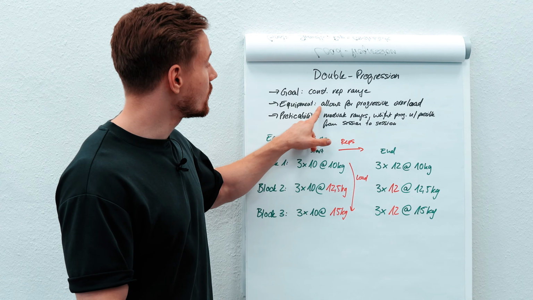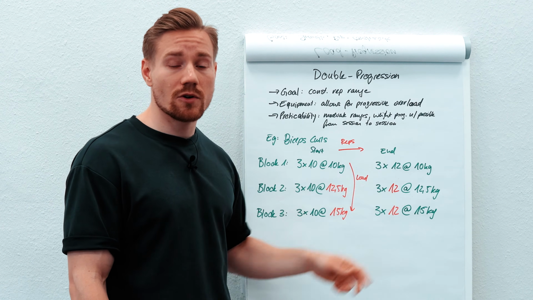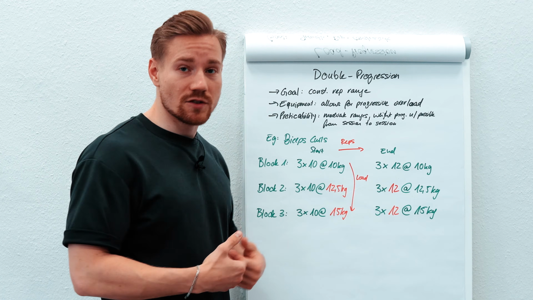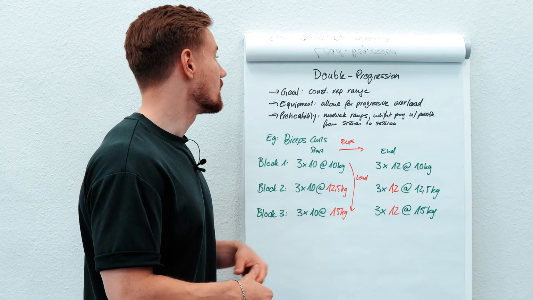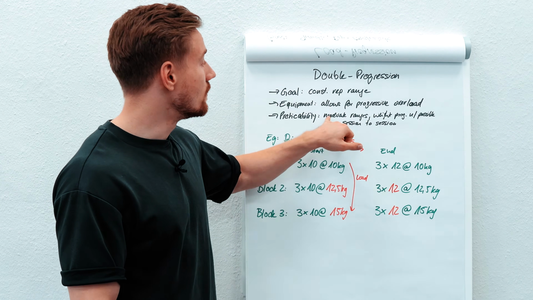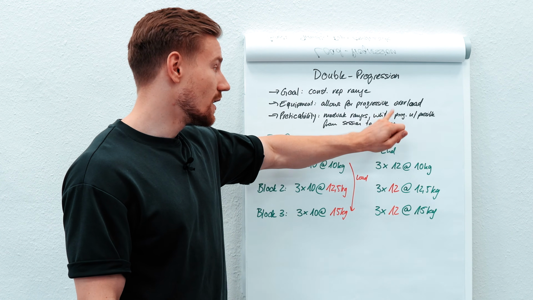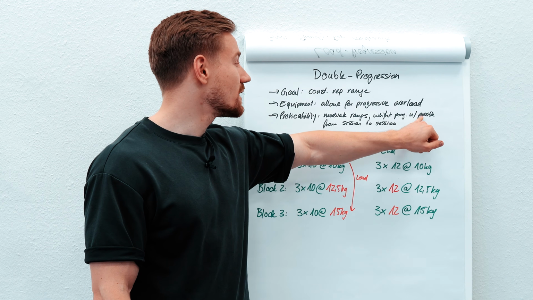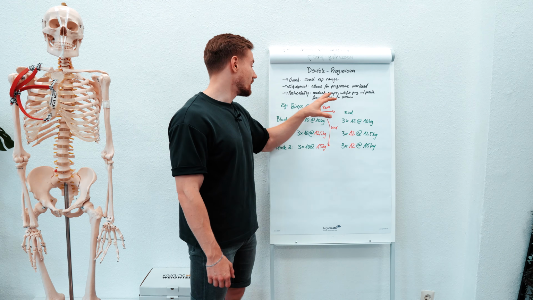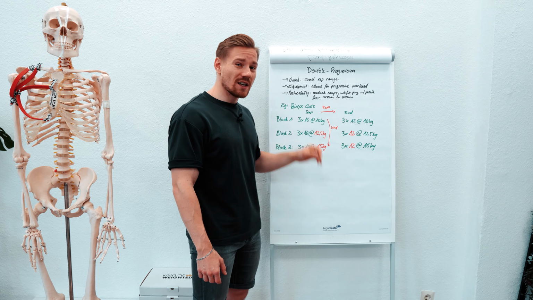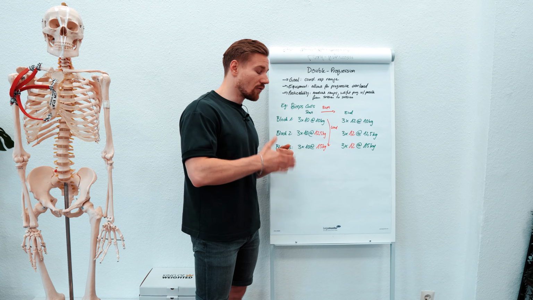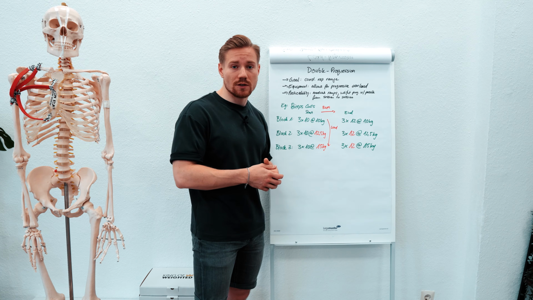Equipment for the double progression needs to allow for progressive overload. That is very important. If you do not have the equipment to really add small increments of weight, the double progression will not work for you. And practicability, moderate ranges, and important, a weight progression is not possible from session to session.